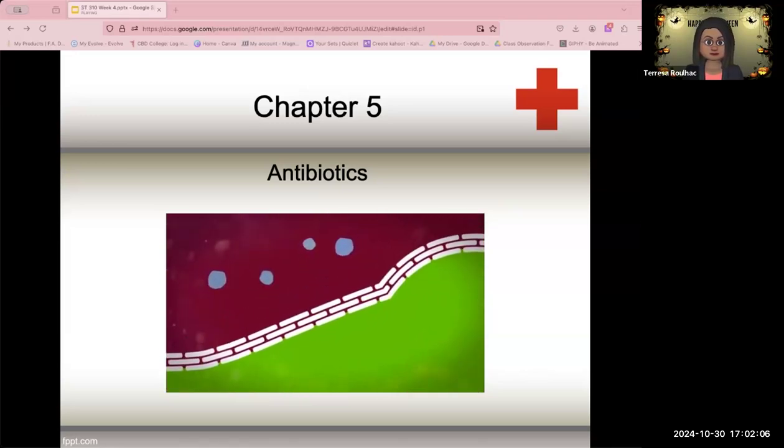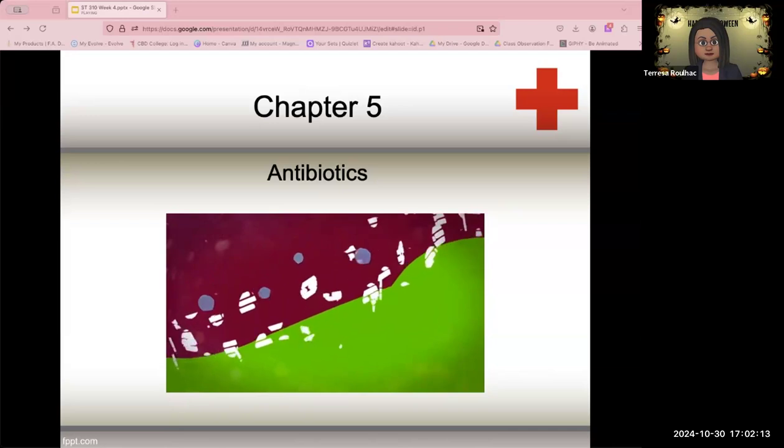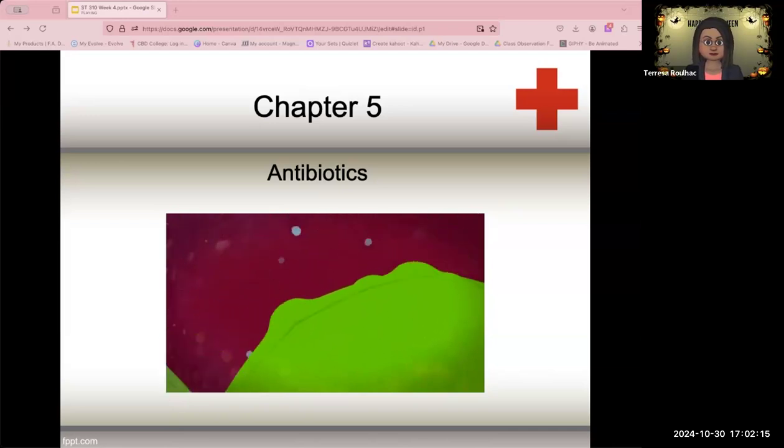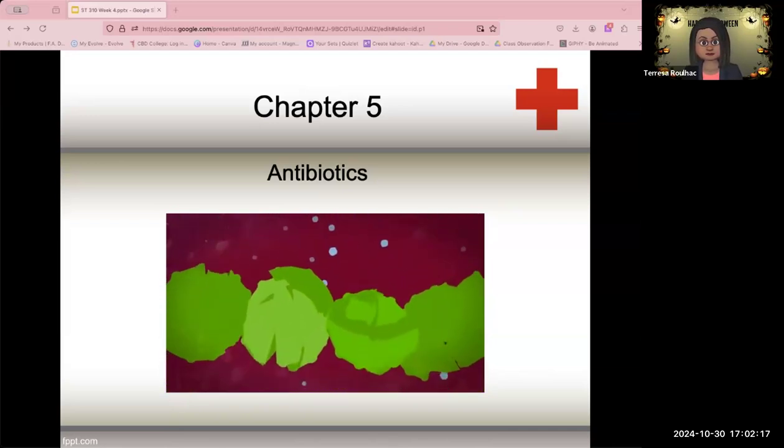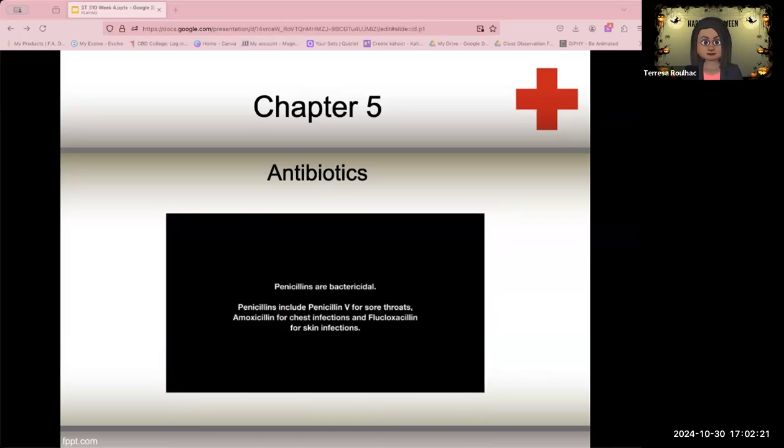Bactericidal antibiotics kill the bacteria, for example by preventing the bacteria from making a cell wall. Penicillins are bactericidal. Penicillins include penicillin V for sore throats, amoxicillin for chest infections, and flucloxacillin for skin infections.